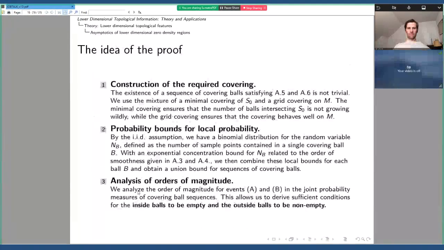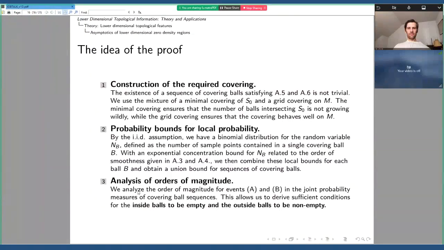So the idea of the proof also consists of 3 steps. First is a topological step, to make sure that we can actually construct a covering scheme that satisfies A5 and A6. It's not that complicated, but the proof is quite long. It basically involves a clever use of minimal covering over the zero density region. That is a quite concise summary.